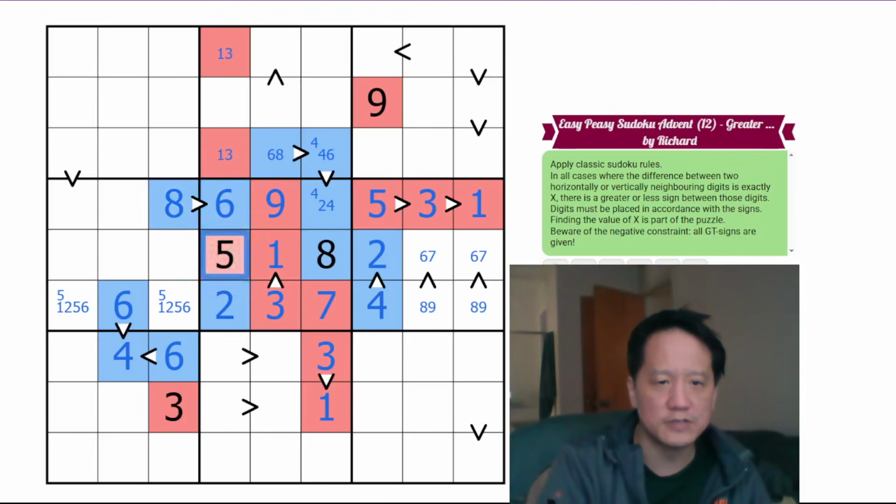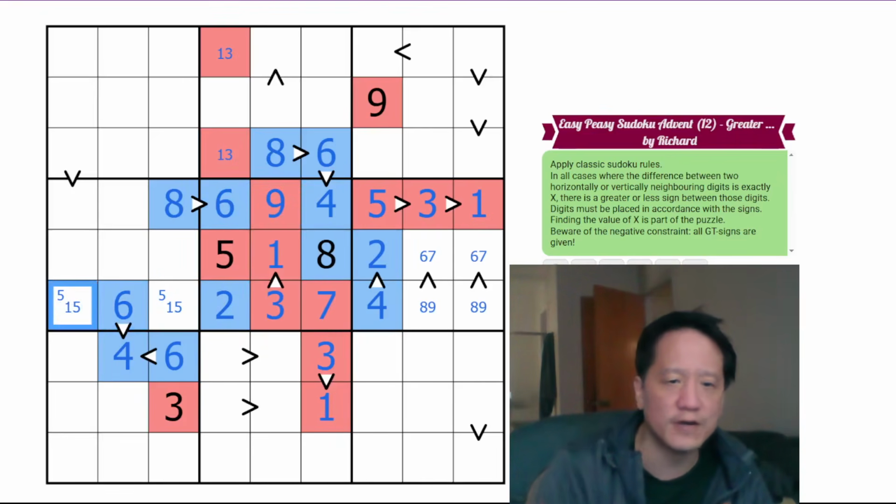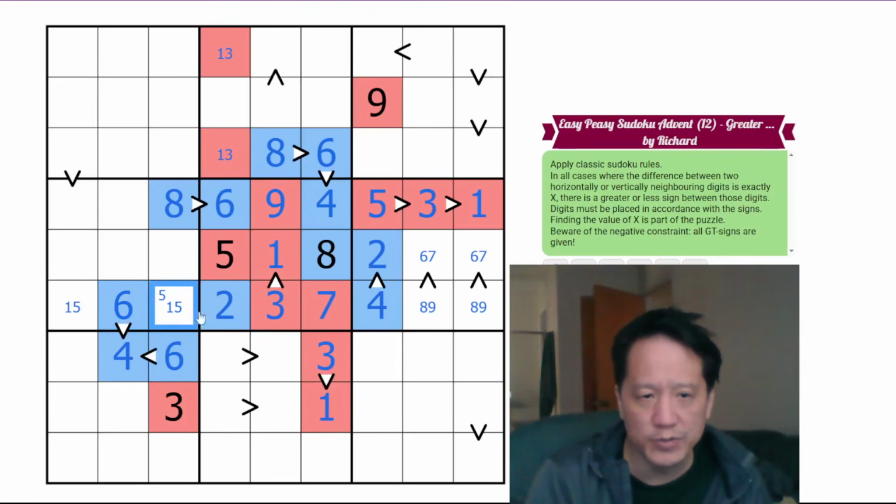So this can't be 6. That's 2. This can't be 2. This is 4. This is 2 greater than that. That's 6. This is 8. Okay, so this is not 2 or 6. This is 1 and 5. So those are both odd.